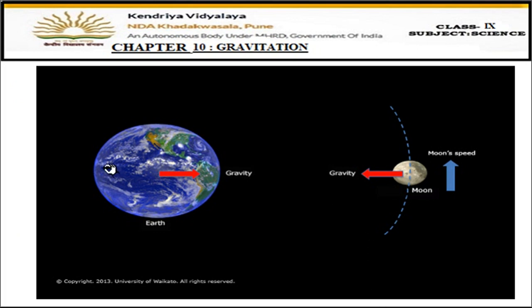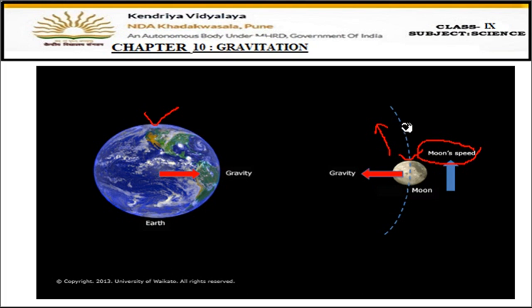Here in the picture you can see the Earth and here is the Moon. You can see that the Moon is moving. This dotted line shows that the Moon is moving in such a circular orbit around the Earth. The blue arrow is showing the Moon's speed, which means the Moon is moving in this direction. And at every point you can see the direction changes.